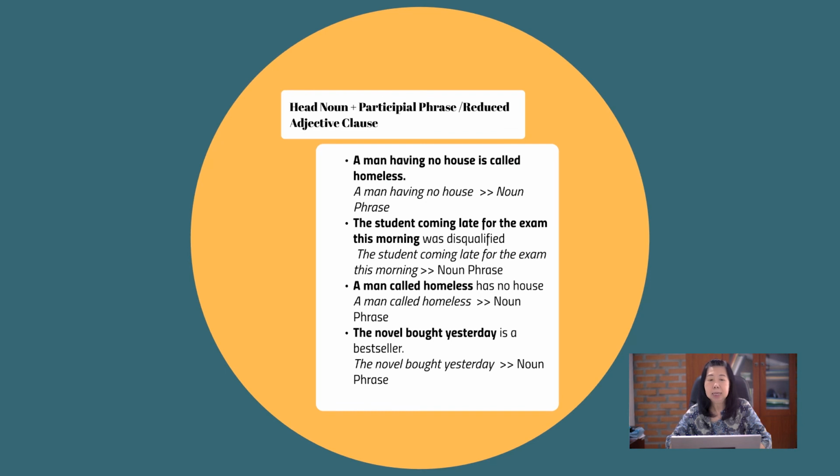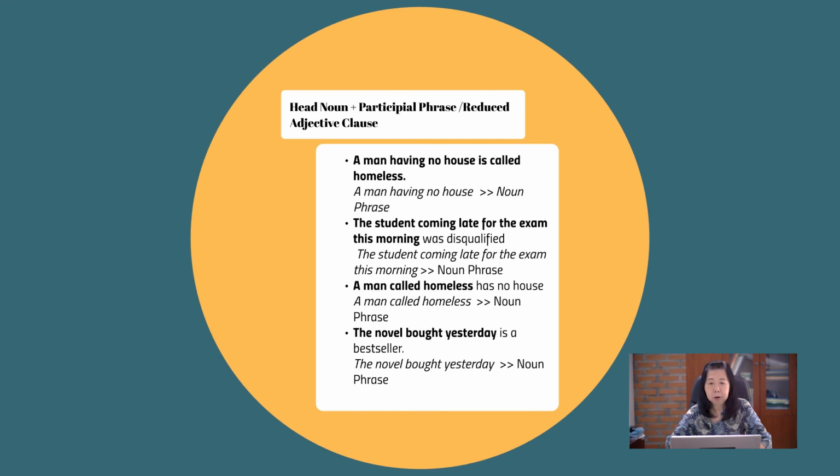Now, this is the summary with the examples. A man having no house is called homeless. A man having no house, this is a noun phrase. Man is the head noun. Having no house is the participial phrase. The student coming late for the exam this morning was disqualified. The student coming late for the exam this morning, this is a noun phrase. The head noun is student. Coming late for the exam this morning is the participial phrase.